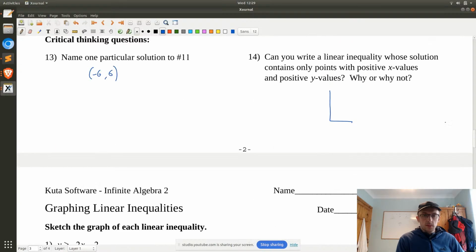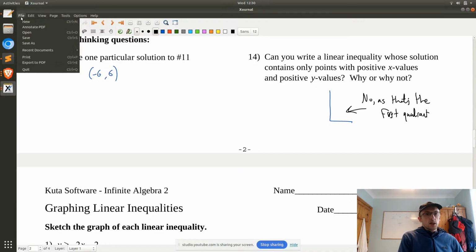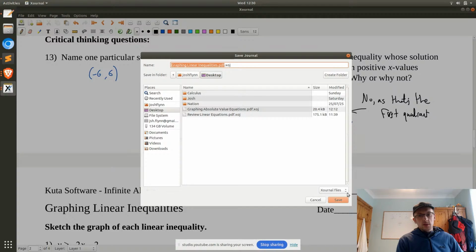A shape which you cannot cordon off with a single straight line. All right, so that was all handled.